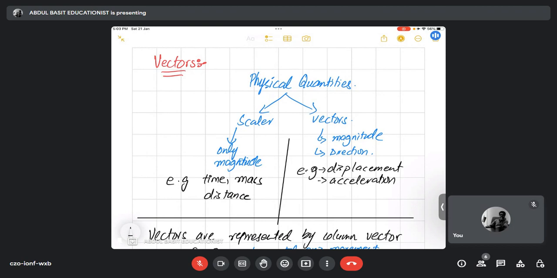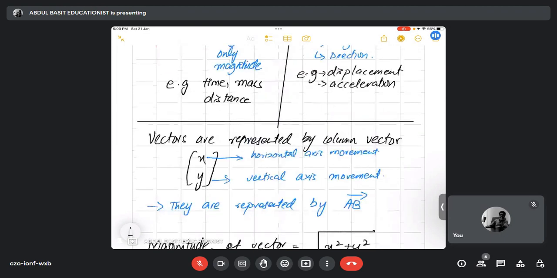Now we studied what vectors are. Vectors are represented by the column vector. We can see x and y in a bracket without any fraction. X is the horizontal axis movement and y is the vertical axis movement, and they are represented by a line over them. So AB with a line over it is a vector, right?